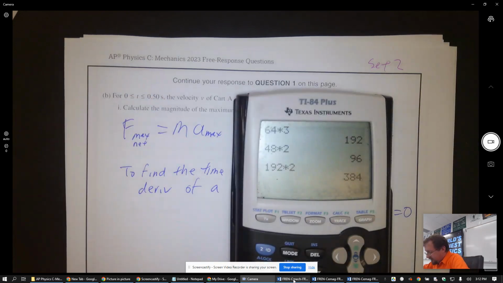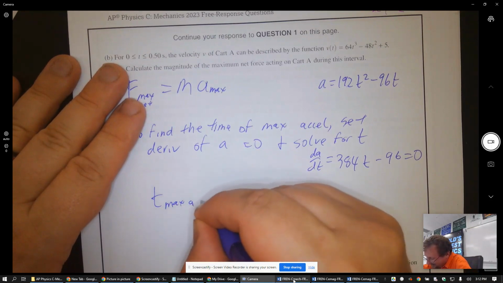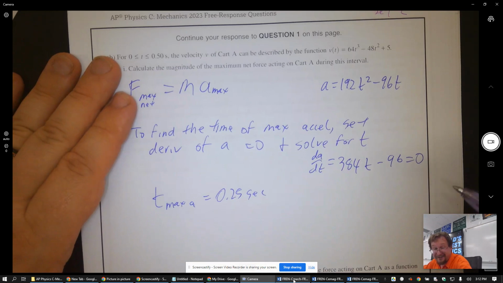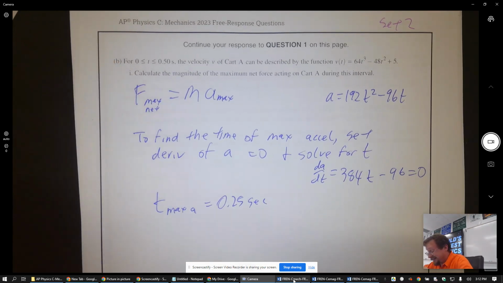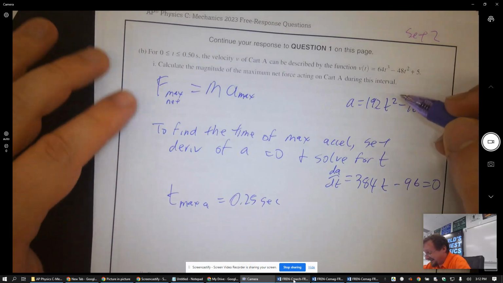So what is 96 over 384? Is it a quarter? Oh my gosh, it'd be so great if it was 0.25. Oh, yes. The time of maximum acceleration is 0.25. Whoever came up with this, thank you so much for these pretty numbers. That makes me so happy. I freaking hate ugly numbers.